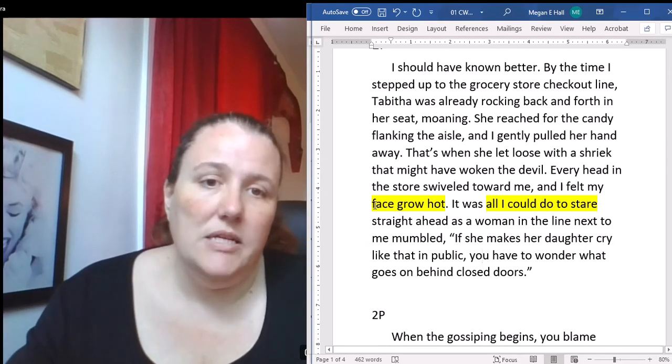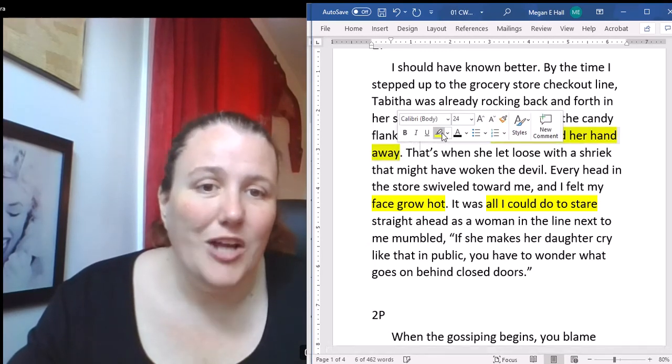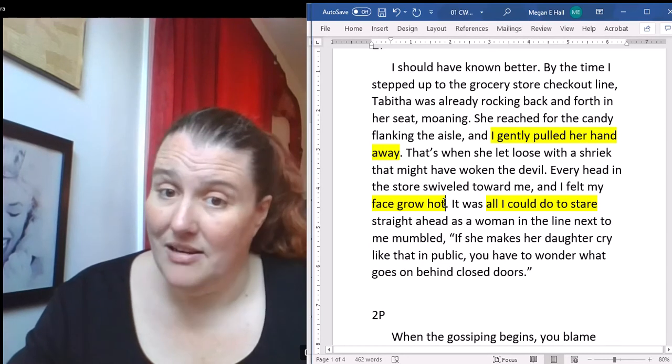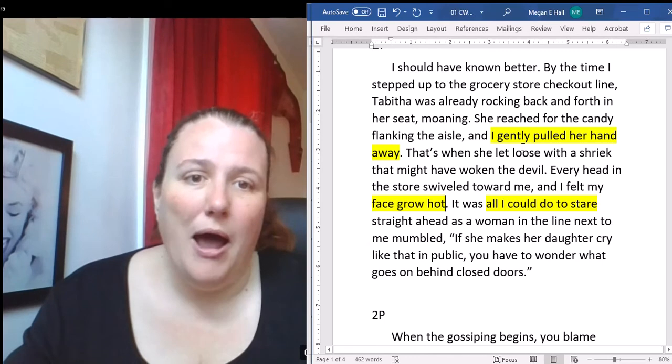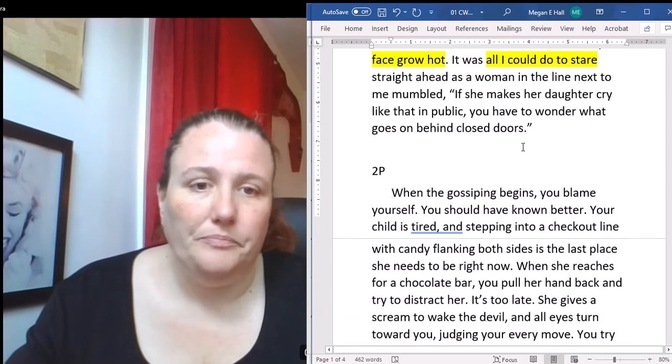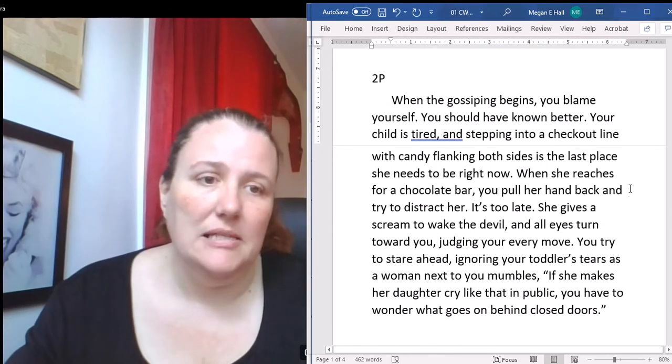And the storytelling is quite interesting. I'm gently pulling her hand away. Is that true or is it not? Did she kind of slap it? We don't know. It might be biased, but it's kind of interesting. So let's look at this in second person.